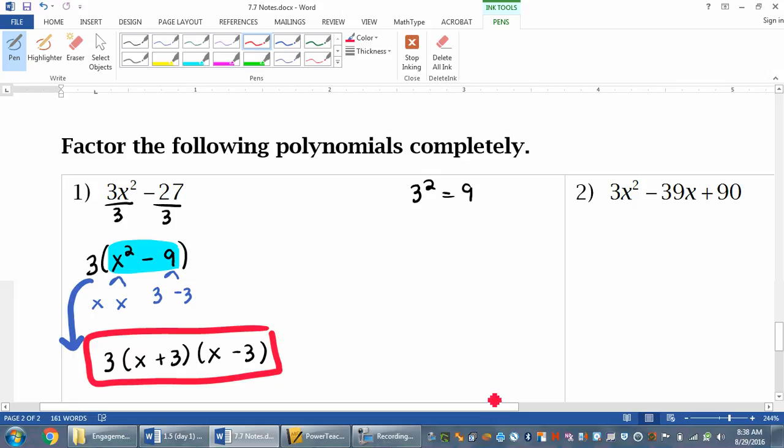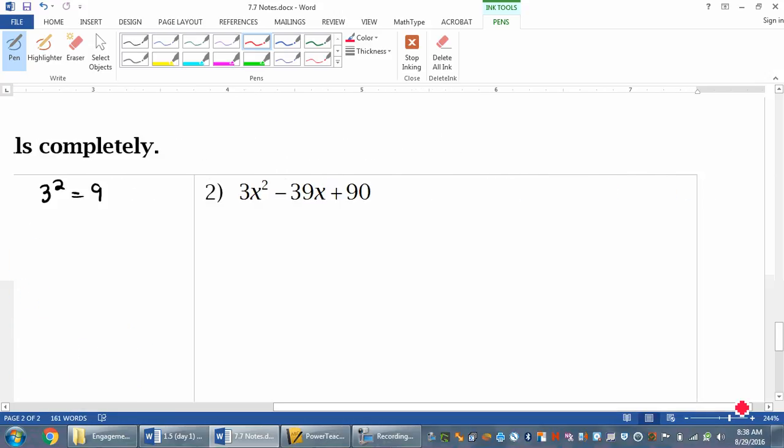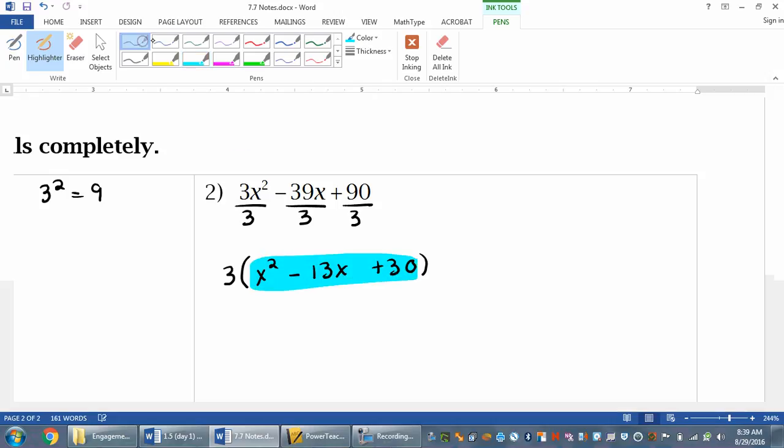All right, let's move on to example 2. Again, always check to see if you can factor the GCF. You should recognize that each term is divisible by one number, and that number is 3. We're going to divide everything by 3. Again, I'm going to put the GCF on the front, and I'm left with x squared minus 13x plus 30. Again, you should always check to see if you can factor further, and I'm left with a trinomial.